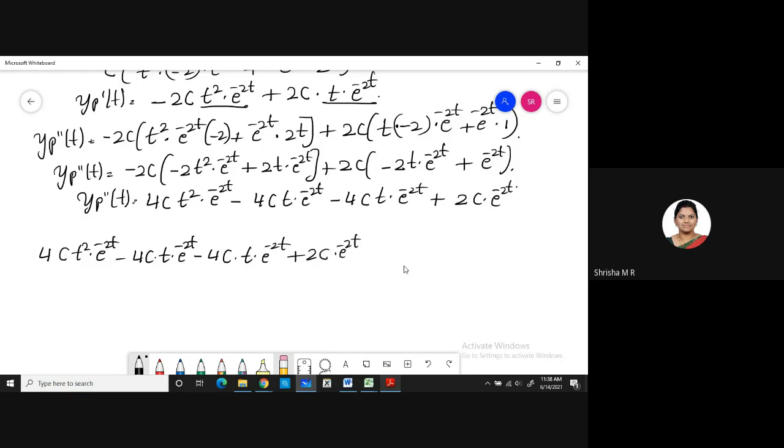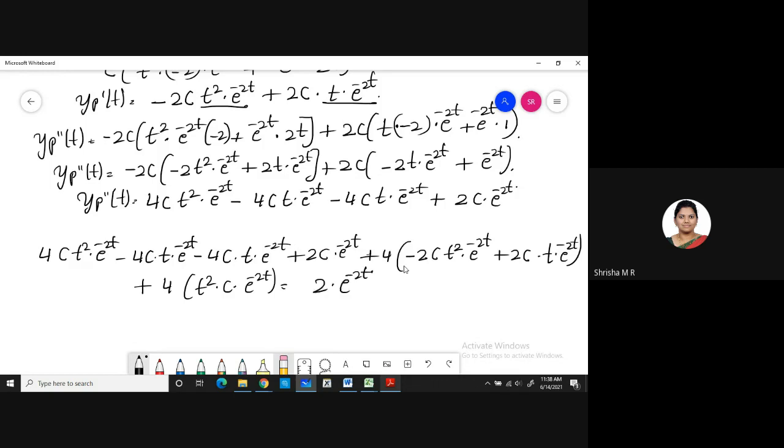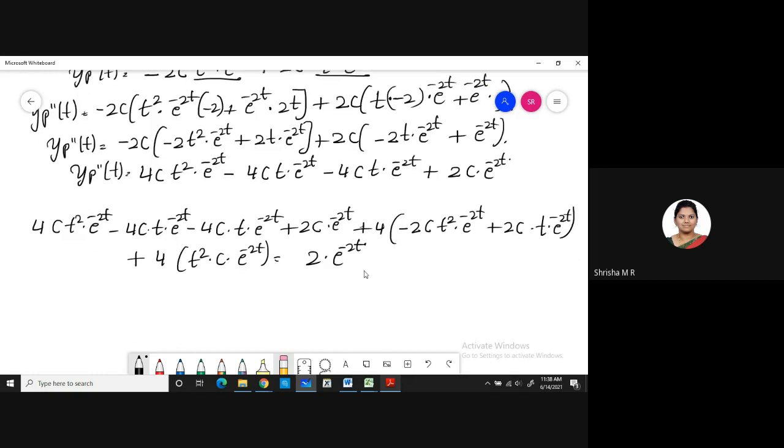This is yp double dash of t. Now you take plus 4 times yp dash, 4 into minus 2c t square into e power minus 2t plus 2c into t into e power minus 2t, plus 4 times yp of t, 4 into t square into c into e power minus 2t, which is equal to 2 into e power minus 2t. So try solving this. Few terms will get cancelled.